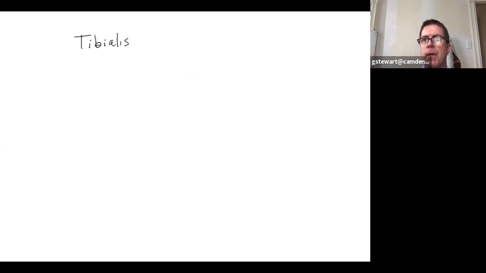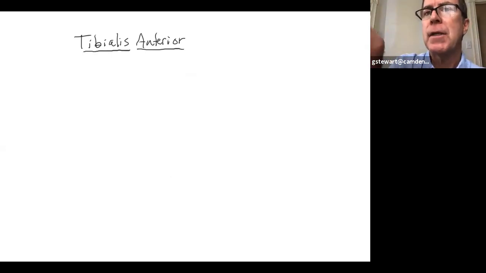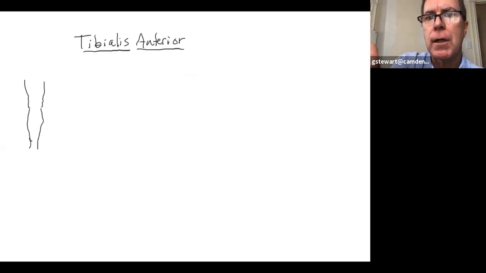We know where the tibia is. So anterior means the front. Both of these names refer to its location. Tibialis means it's near or on the tibia. Anterior means the front side. So really quick, here's somebody's knee joint. We're looking at the front side, so I'm going to try to draw the foot as it comes forward. There's the big toe.